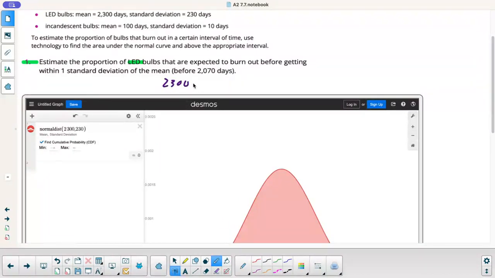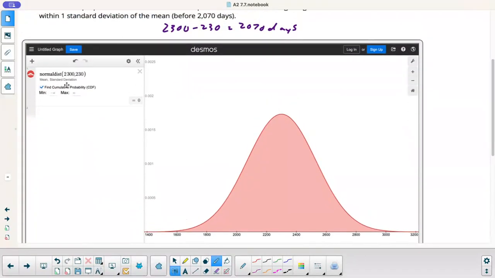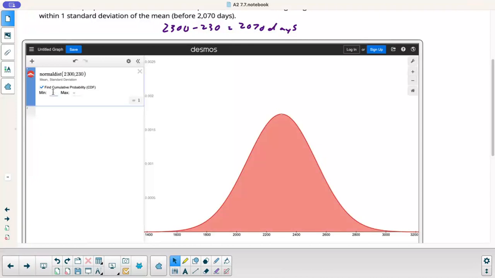So if I want to go within one, so that'd be one less, I minus the standard deviation. That's how they get this 2070. So that's how that number comes about. So when I look here, if I type in my min, negative infinity, or I guess I could type in 0 because you're not going to have negative bulbs, and I want to go up to 2070, it'll highlight it right there. So that's within one standard deviation.